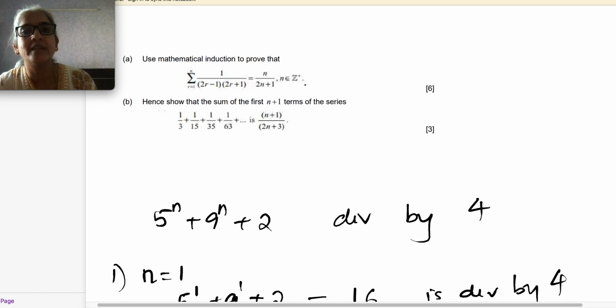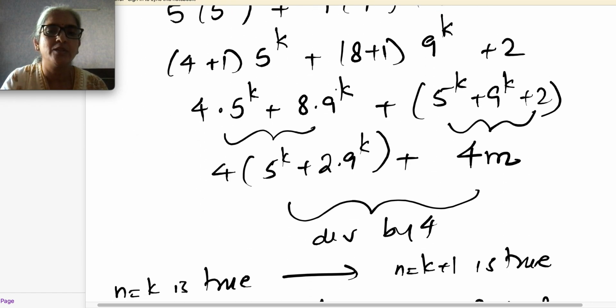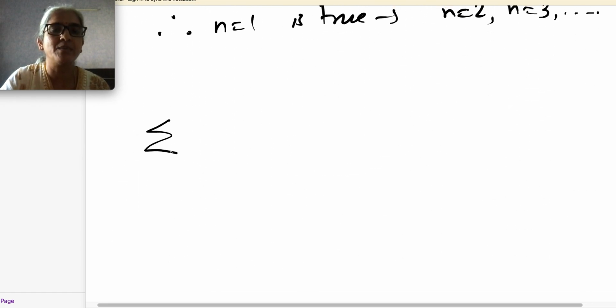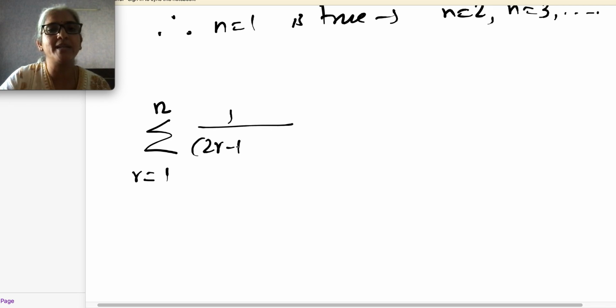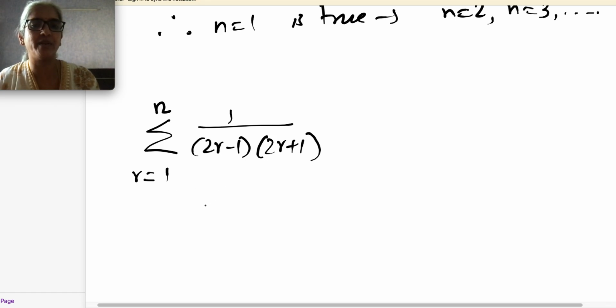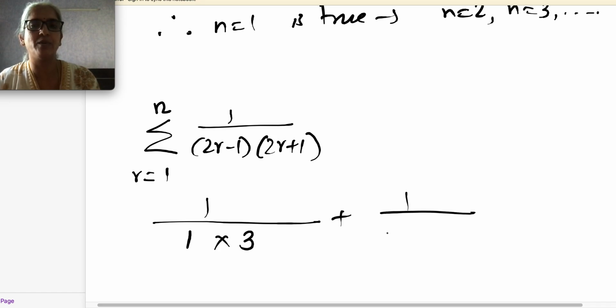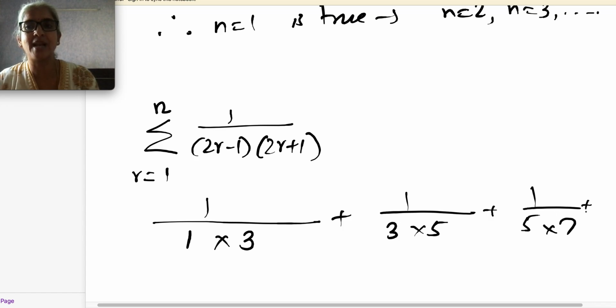And again, this is true for n belonging to positive integers only. So let's write down that statement. Summation for r equal to 1 till n, 1 upon (2r minus 1) into (2r plus 1). Let's write down how this looks. For example, when r is 1, this will be 1 times 3, plus 1 upon, when r is 2, 3 times 5, plus 1 upon 5 times 7, and so on.